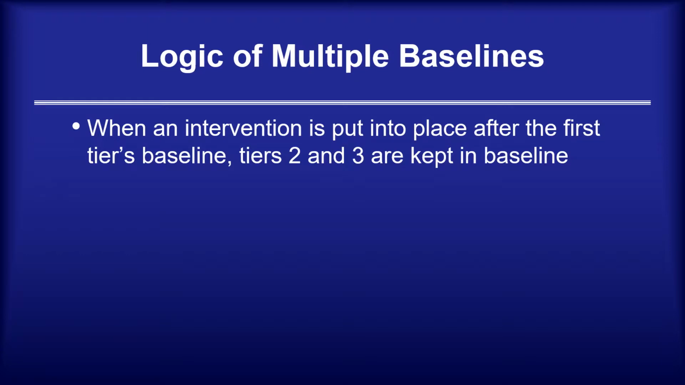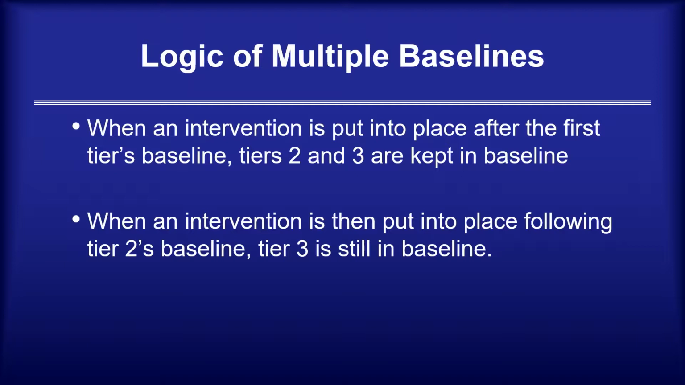When an intervention is put into place after the first tier's baseline, tiers 2 and 3 are kept in baseline. That way, as long as the Tier 2 and Tier 3 baseline data remain stable while the Tier 1 intervention data change, we have some verification that the change in Tier 1 was actually because of the intervention. Then, when an intervention is put into place following Tier 2's baseline, Tier 3 is still in baseline, another opportunity for verification.